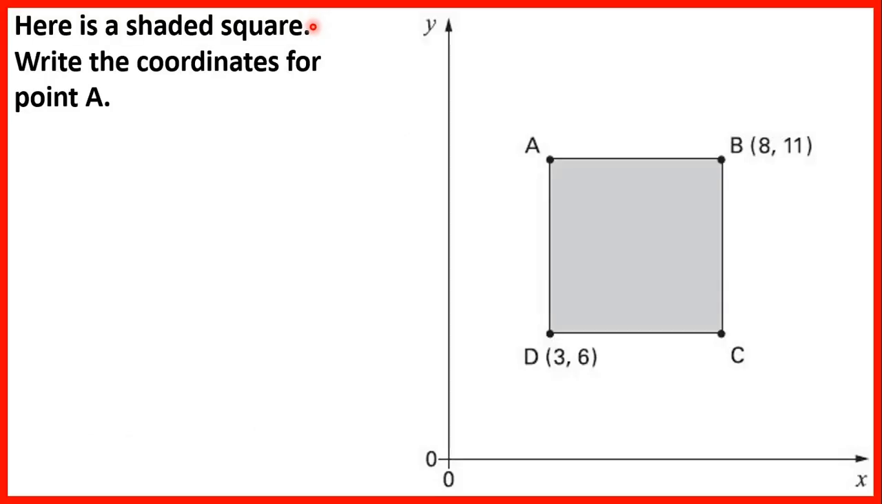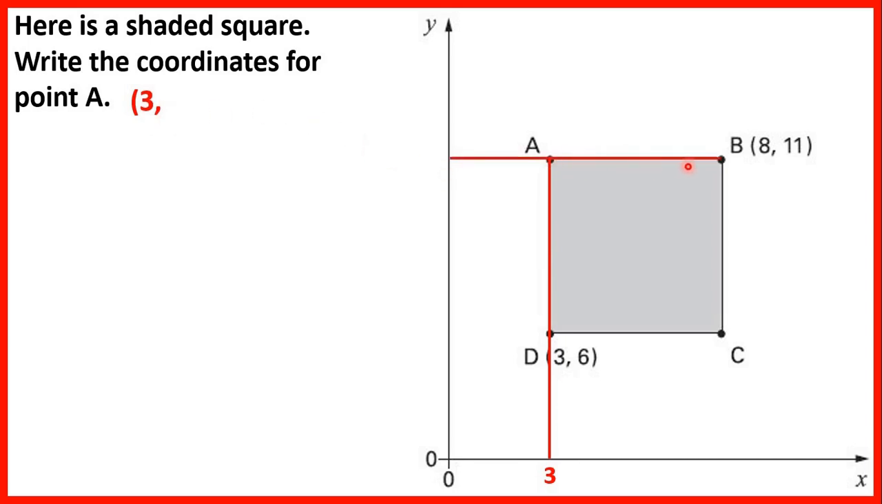Here is a shaded square. Write the coordinates for point A. So we have point A here, and we know that when we write coordinates, we have the x coordinate first, so we need to go down. We can see that point A is in line with point D, and that has an x coordinate of 3, so the x coordinate for point A will be 3 as well.